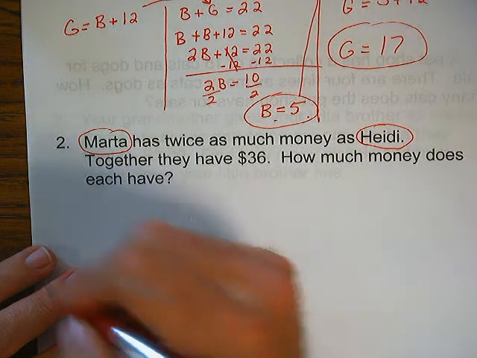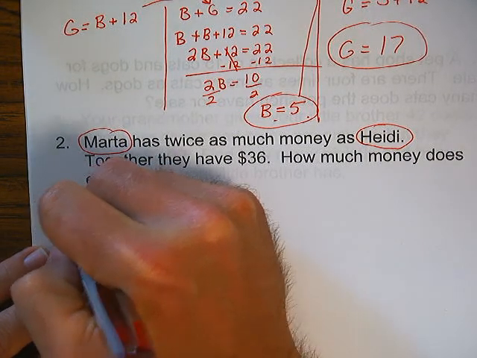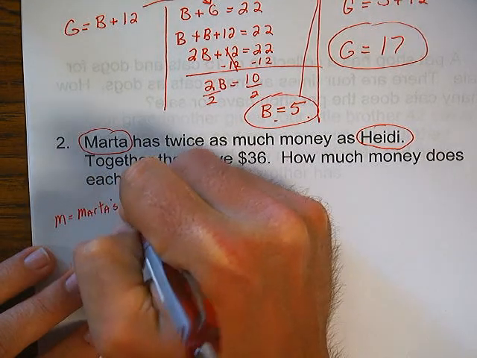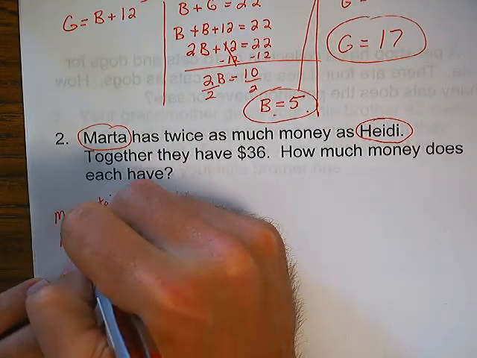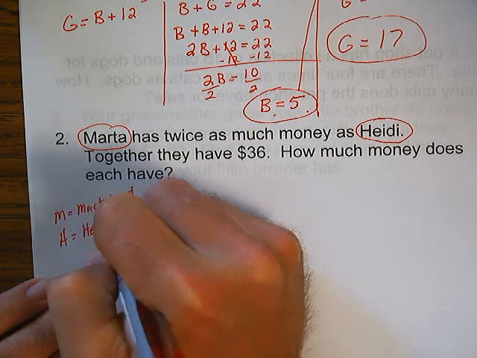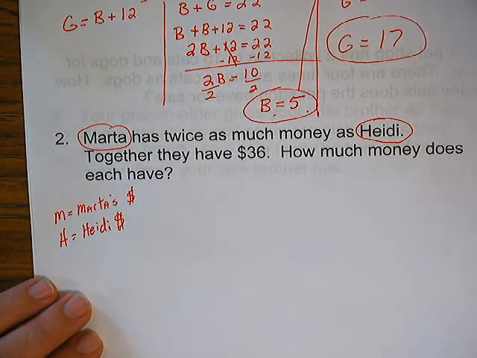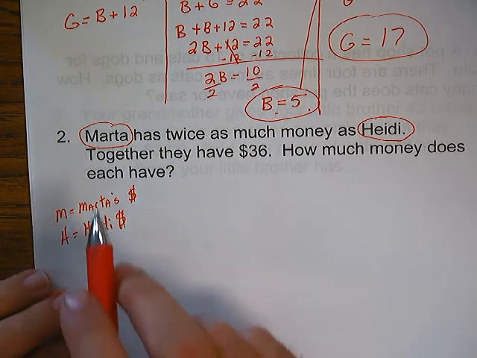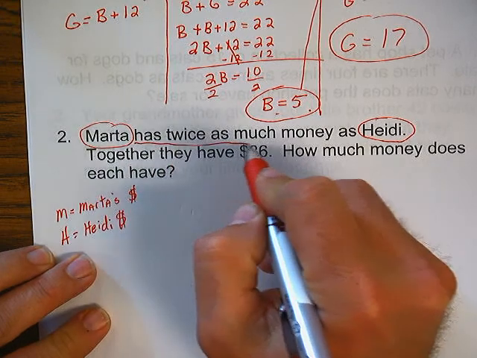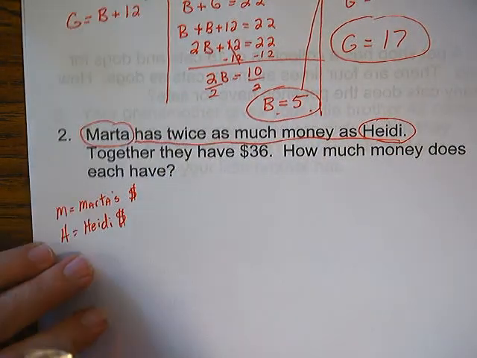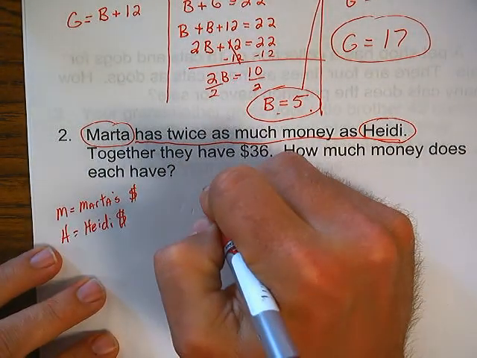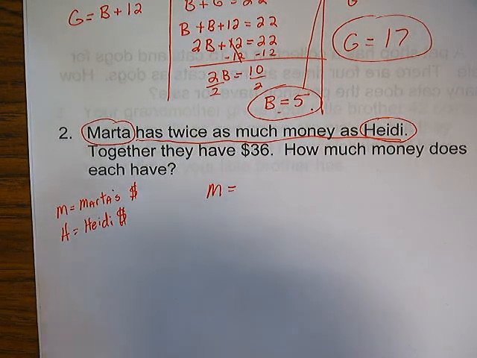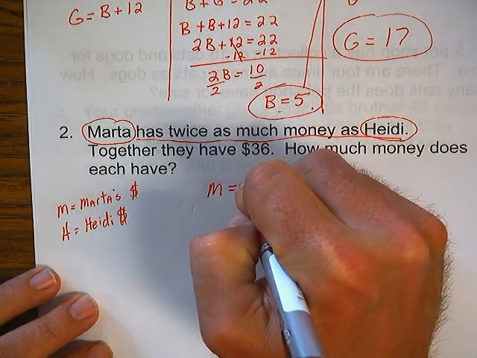Okay, so I'm going to define my variables. I'm going to use M for Marta's money and H for Heidi's money. So now each one of my equations will have an M and an H. First sentence, Marta has twice as much as Heidi. Once again, who has more? Marta does. Marta equals. How would I say twice as much, or 2 times as much as Heidi? That would simply be 2H.